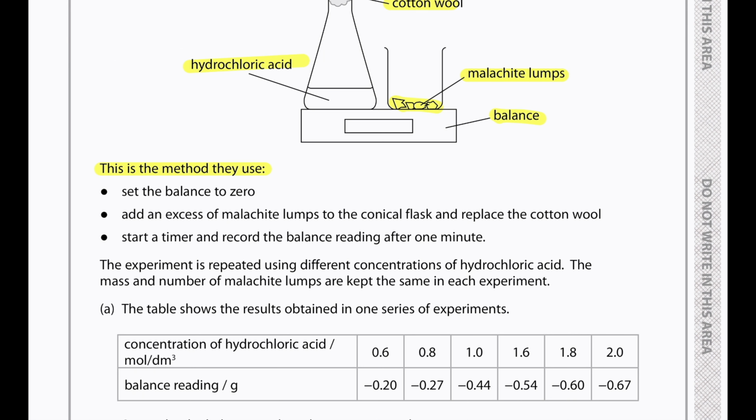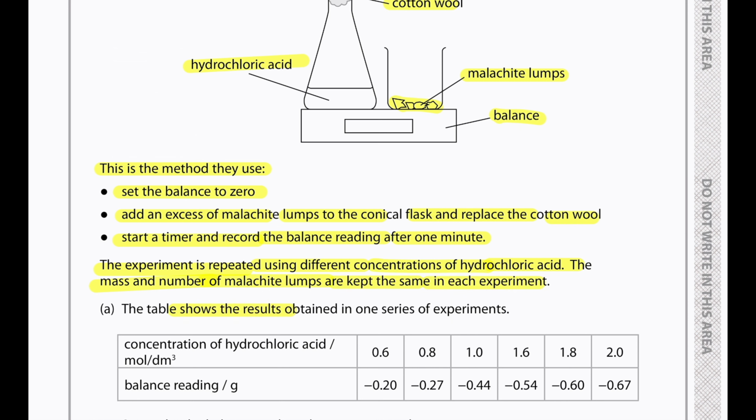This is the method they use. Set the balance to 0, add an excess of malachite lumps to the conical flask and replace the cotton wool. Start a timer and record the balance reading after 1 minute. The experiment is repeated using different concentrations of hydrochloric acid. The mass and the number of malachite lumps are kept the same in each experiment.